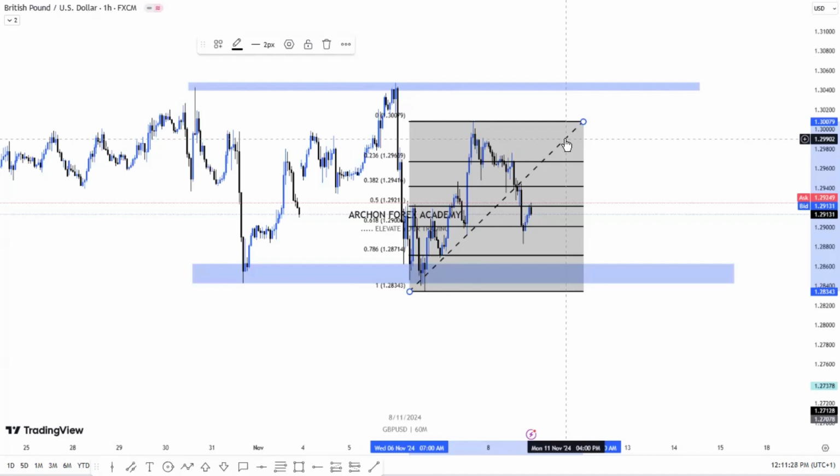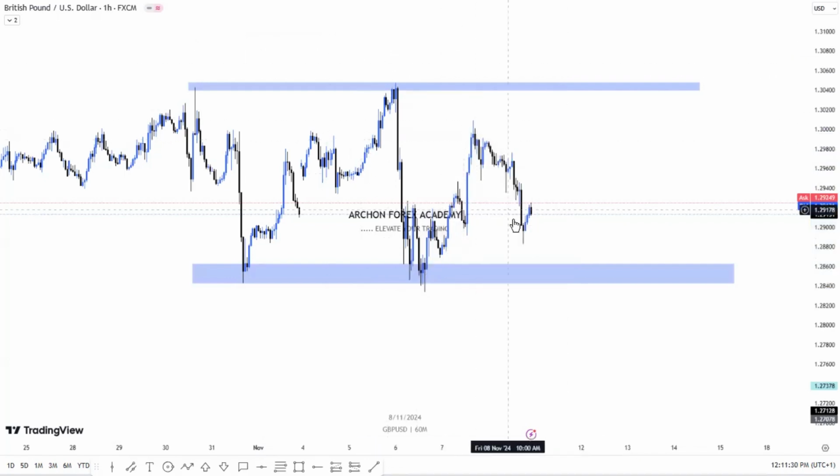For me, I want to be taking this buy. I won't be taking this buy. I want to be taking this buy. I'm not interested in this buy.